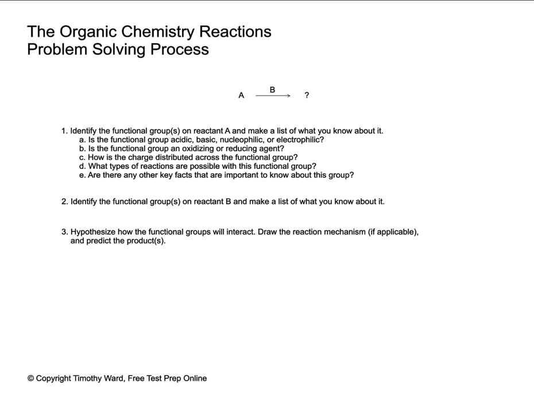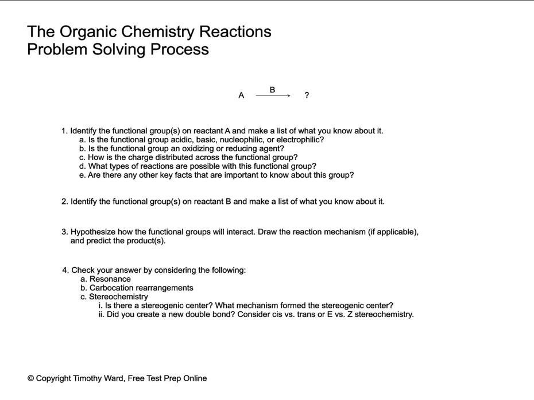Now, a lot of students stop there. They're happy with what they've done, but there is a 4th step here, and this one is just as important, if not more important, than the other steps. And this is to check your answer by considering the following. A, look for any resonance in the intermediate. If there's resonance, it's possible that the resonance forms will change the products that you get, or add another product or products. B, carbocation rearrangements.